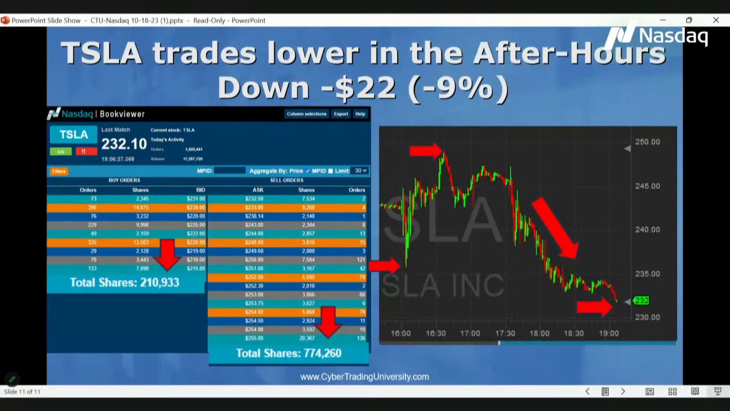The big thing I want to point out, which is also very unique about the book viewer, is if you look on the bottom, it says total shares. You got 200,000 shares to buy. You got 700,000 to sell. And now we're talking about 7 o'clock at night. You know where we are right now, Jill? $220 on the stock that's trading. So think about how valuable the book viewer is. You want to see it on the exchange? There you go. Yeah, interesting.